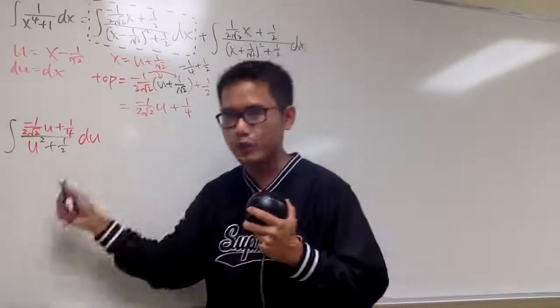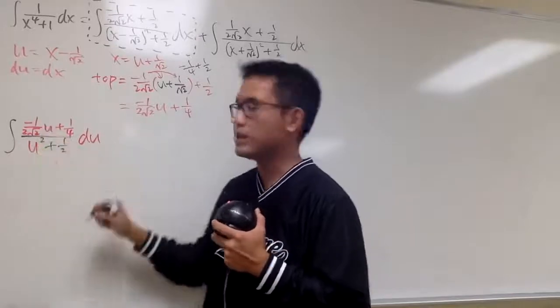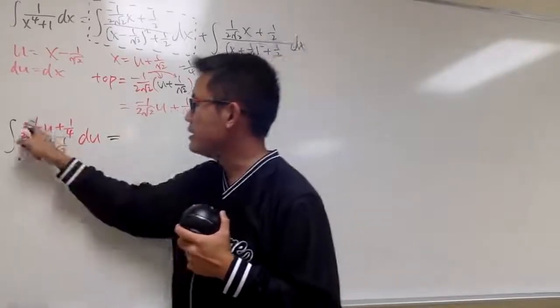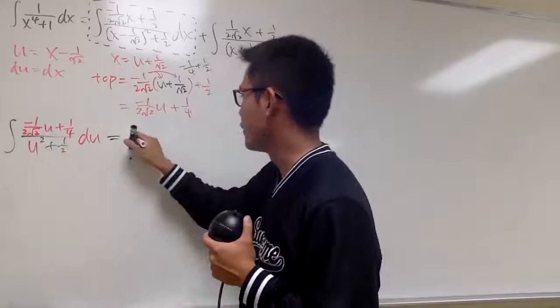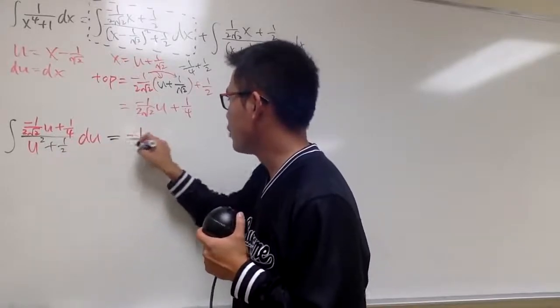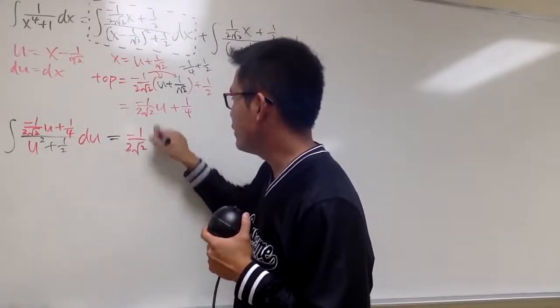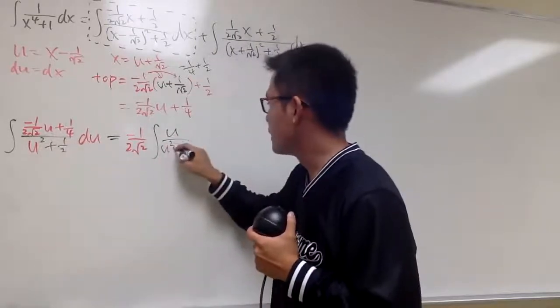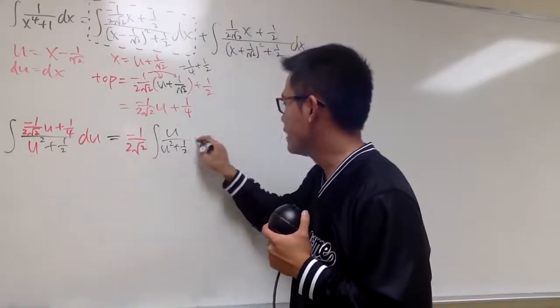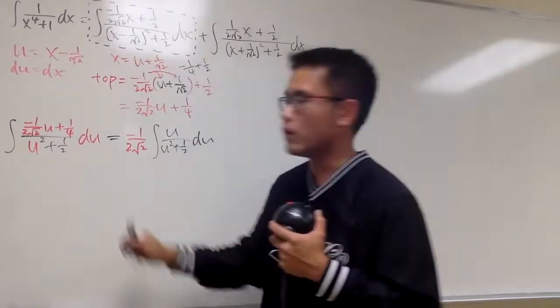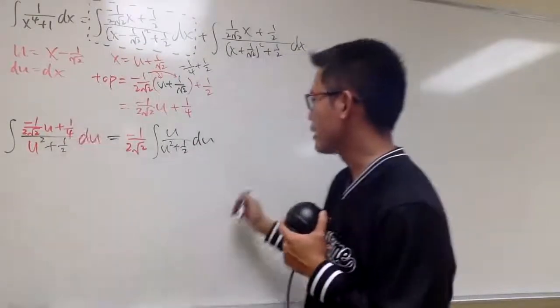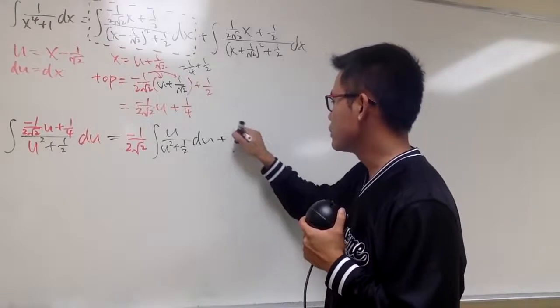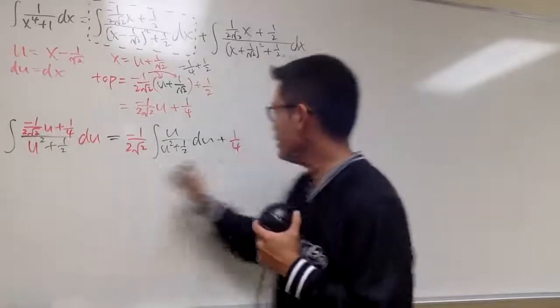And how can we integrate this? Well, once again, we want to split the fraction. Then to split the fraction, you see this is a constant multiple, so let's bring that to the front first. So namely, we have negative 1 over 2√2, and then first integral, we have the u on the top over u squared plus 1/2 here, and let's close that. And then for the second integral, once again, we have a constant multiple right here, which is 1 over 4. So that's plus 1 over 4 right here, and then the integral right here.